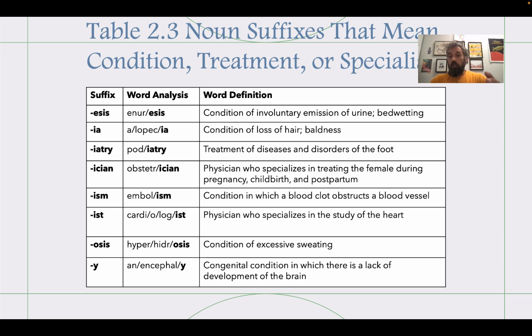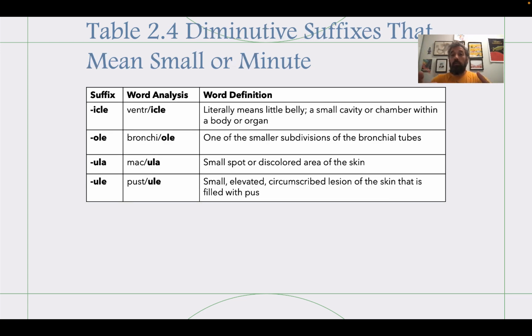If you're making something small, then you need to use a diminutive suffix. I can't say that word. I don't know why. Diminutive suffix. So that essentially means that you add something on at the very end to make it small. So bronchiole is a small bronchus. Macula is a small macule, or a small spot. Pustule is a small pus thing. It's adding the diminutive to make it small or minute.